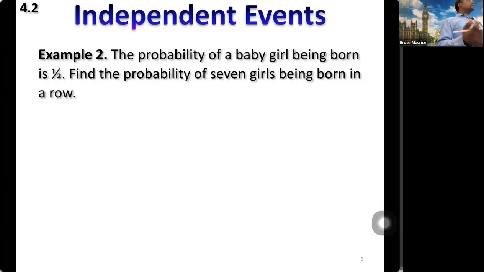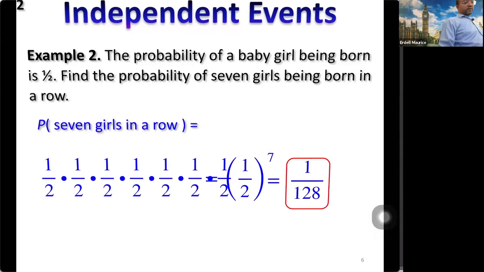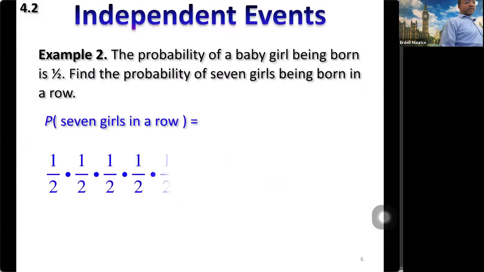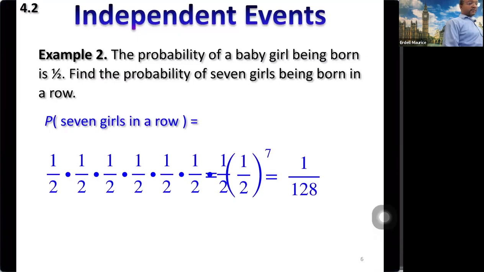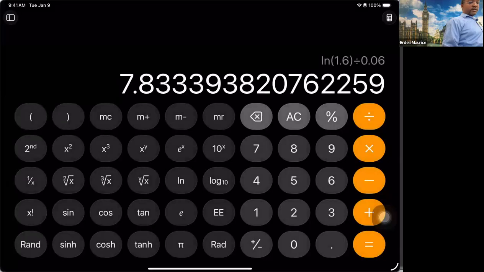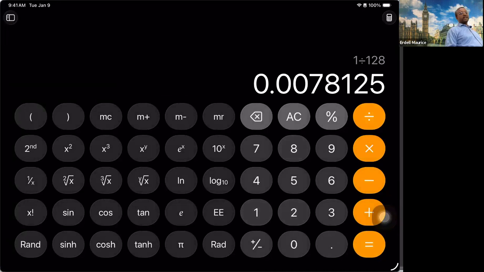It's independent, yes? And so the probability of having a family of 7 children, all of them girls, is going to be multiplying each of the events together: 1/2 7 times, or 1/2 to the 7th power. That's 1 divided by 128, which is 0.007812. So you have less than a 1% chance of having a family of all 7 girls.